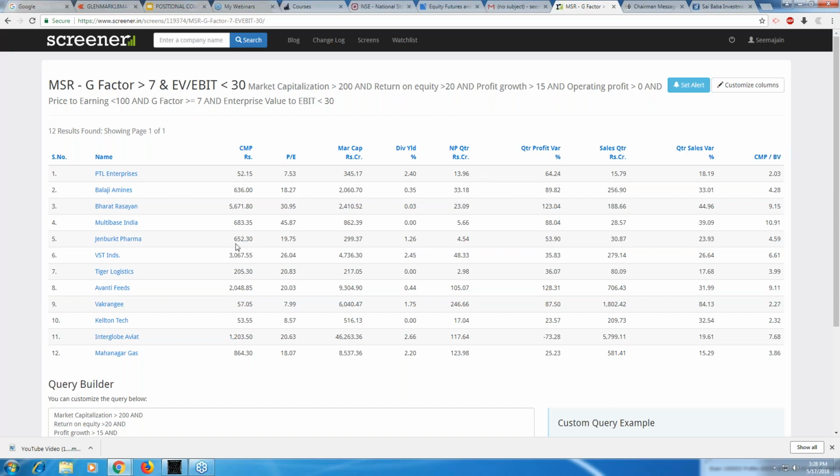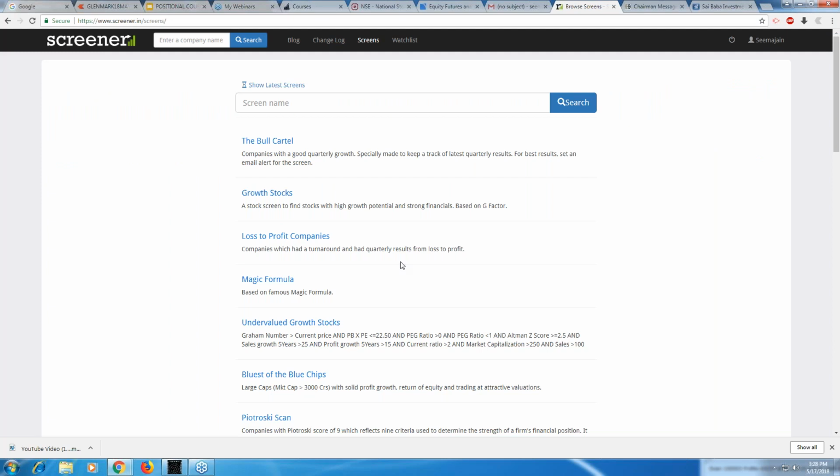So you get some companies out here, right? You can organize them by their market cap. So Interglobe Aviation, Avanti Feeds, Mahanagar Gas, Vakrangee, VST Industries. A lot of them you will get, and you can see where you would like to invest by looking at the fundamentals and the technicals.